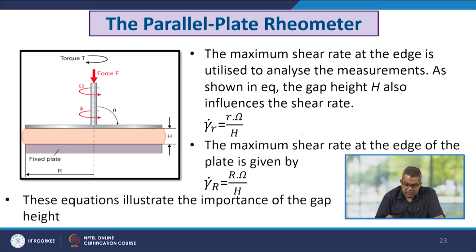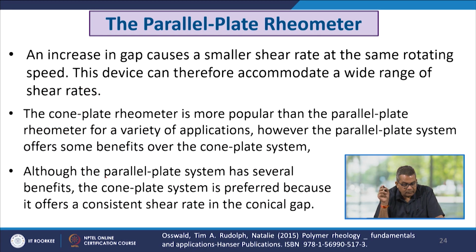Now, as per this equation, the gap height h also influences the shear rate. So, gamma dot r is equal to r omega over h. The maximum shear rate at the edge of the plate is given by gamma dot R is equal to R omega over h. Now, these equations illustrate the importance of the gap height. So, this is the gap height. Now, an increase in the gap causes a smaller shear rate at the same rotating speed, and this device can therefore accommodate a wide range of shear rates.